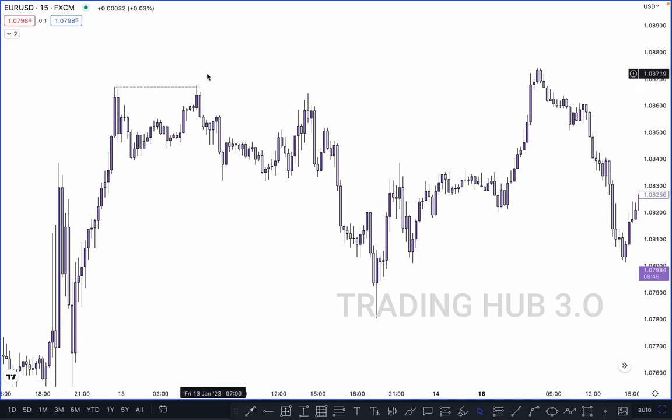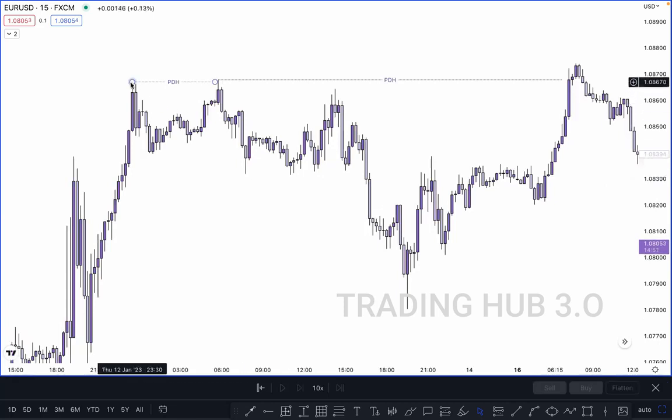You can see here after taking out the previous day high. So this is our previous day high, which one is here. And then what happened here? This previous high is taken out by this move, and after taking out the previous day high, you have to wait for a change of character.